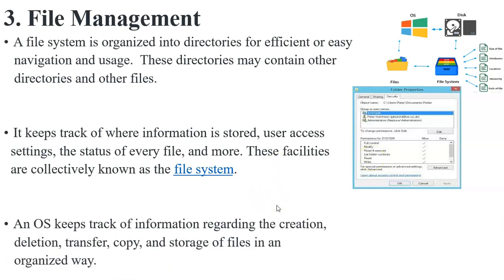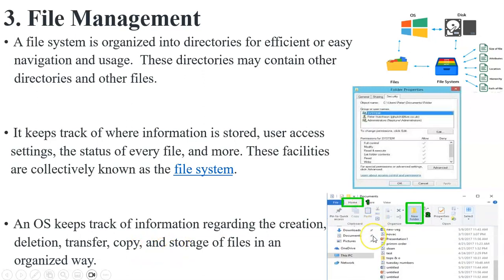Then an OS keeps track of information regarding the creation, deletion, transfer, copy, and storage of files in an organized way. Simply, we have an interface where, at the D drive, we are going to save this particular file, at what time it is saved, what is the location of it, what are the properties of it, all that is stored. This information of the files is tracked and maintained by the file management function.